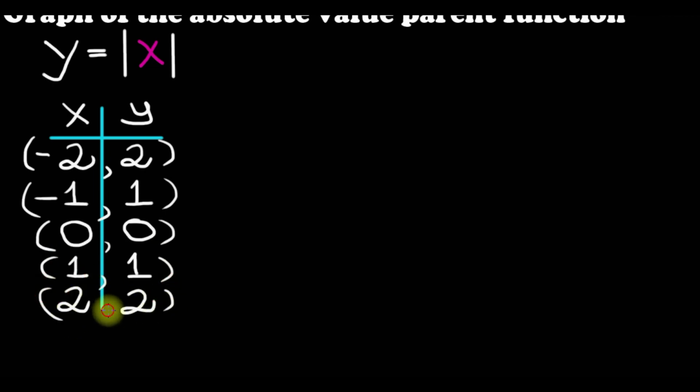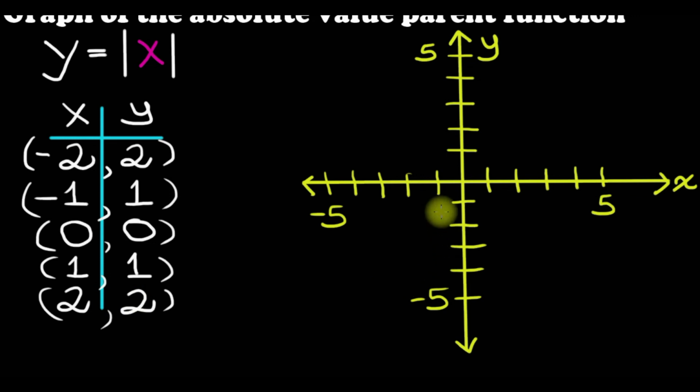and come up with the graph of the absolute value parent function. Here's a coordinate graph. You have the x-axis here and the y-axis here, and here's your origin at the point (0, 0). We're going to plot (-2, 2), so we go 2 left and then up 2. So (-2, 2) is right here. Then (-1, 1) is right here, and (0, 0) is at the origin. Then (1, 1) is 1 right, 1 up, and (2, 2) is 2 to the right and 2 up.